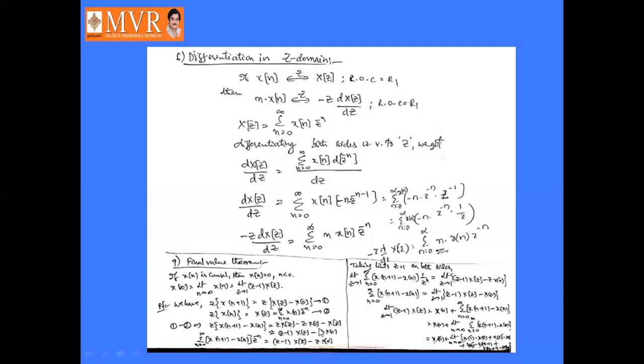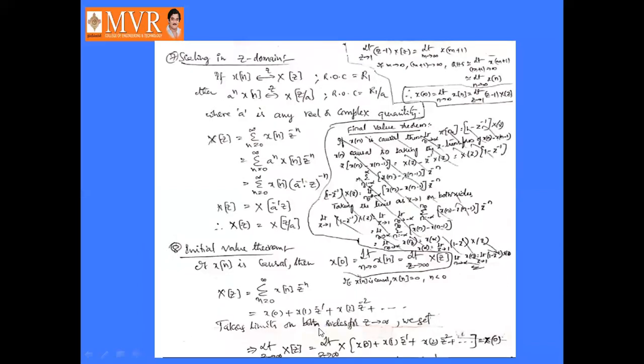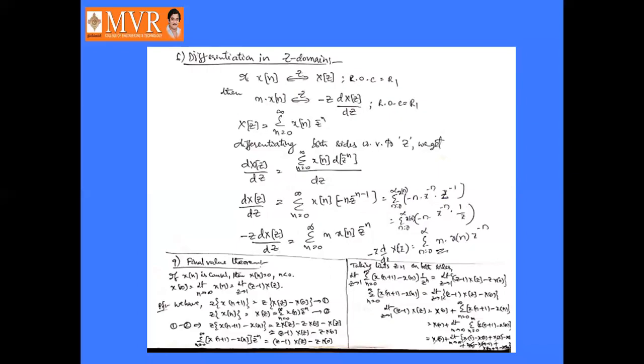Now final value theorem and initial value theorem. So what is the final value theorem? It is defined as: if x of n is causal, that is x of n equal to 0 for n less than 0, this is the condition for causality. Then x of 0 is equal to limit n tends to infinity x of n is equal to limit z tends to 1 of z minus 1 into x of z.